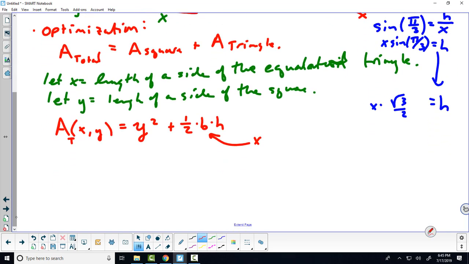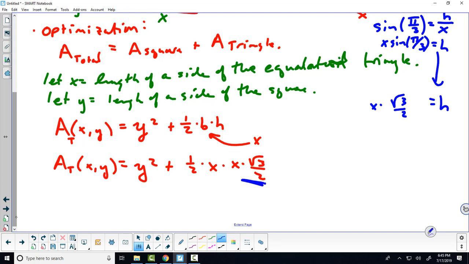All right. So we can now give the total area as a function of both x and y, and it's y squared plus 1/2 times x times the square root of 3 over 2, where this is the height that we just discovered. How we doing, folks? This is all problem solving. I don't know how to teach problem solving. I'm sorry. So I just do it for you.